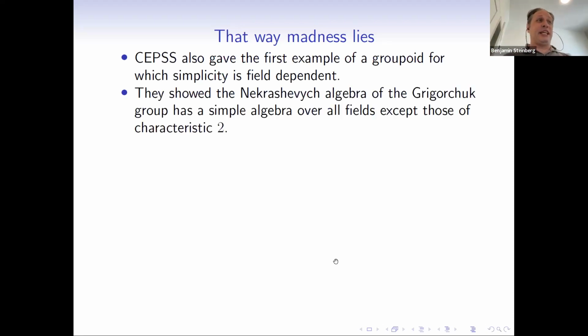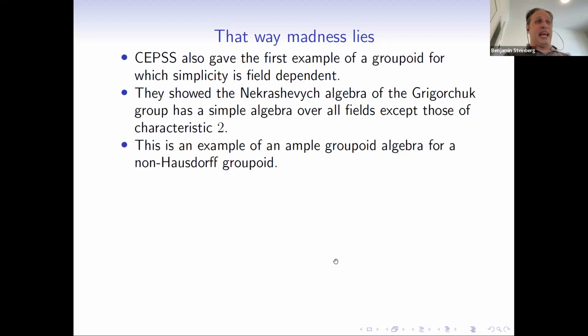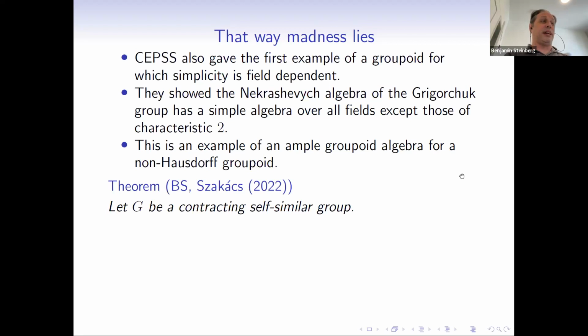And what they did is they took the Nekrashevych algebra of the Grigorchuk group. So probably somebody's talked about self-similar groups. I don't know if anyone's talked about Nekrashevych algebras. I'll say more about them later in the talk. But if you take the Grigorchuk group, its Nekrashevych algebra is a simple algebra over all fields except those of characteristic 2, and it is not simple over characteristic 2. That was shown in the CEPSS paper. And this is an example of an ample groupoid algebra for a non-Hausdorff groupoid. I mean, you can define it by generators and relations, but it is an ample groupoid algebra.